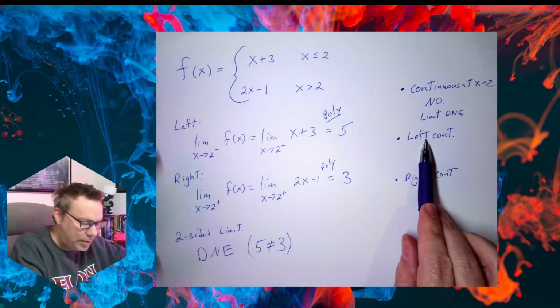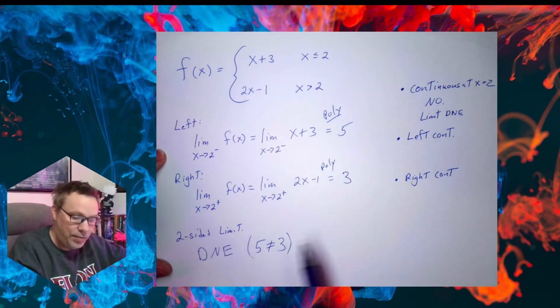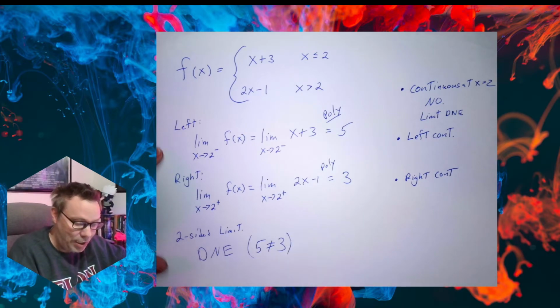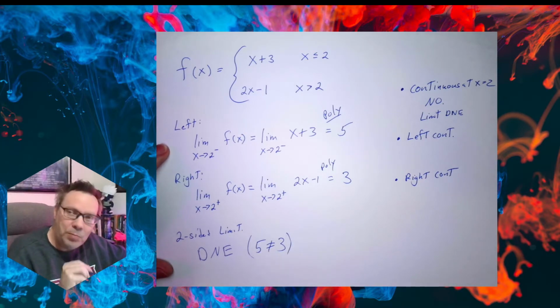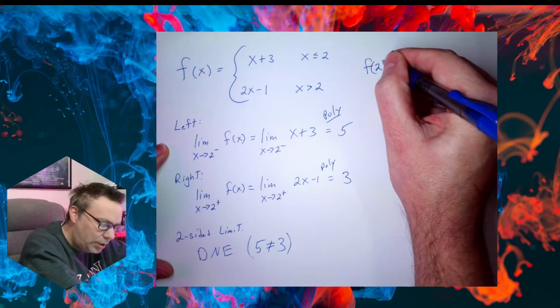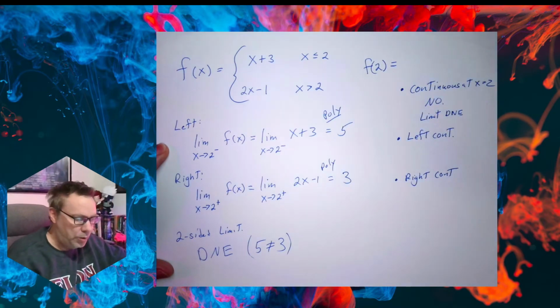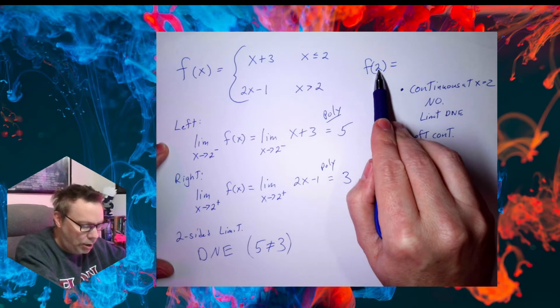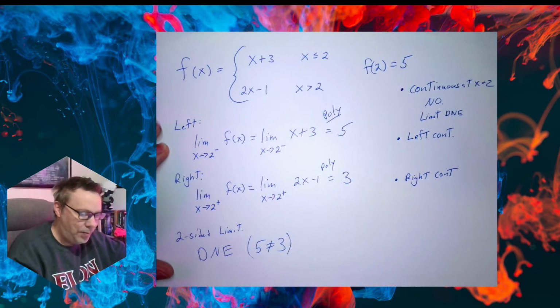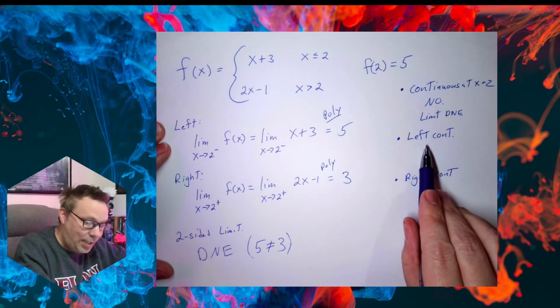Does the left limit exist? Well, yes, the answer is 5. Does the right limit exist? The answer is yes, and the answer is 3. But what I need to do is compute the functional value on that. So I'm going to go back up here, and I could have done this much, much earlier. What is f of 2? Well, when x is equal to 2, I'm going to use the top rule, and I get an answer of 5.